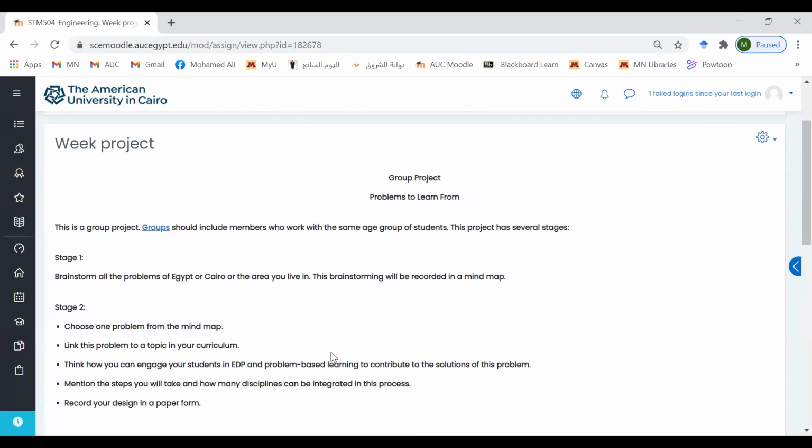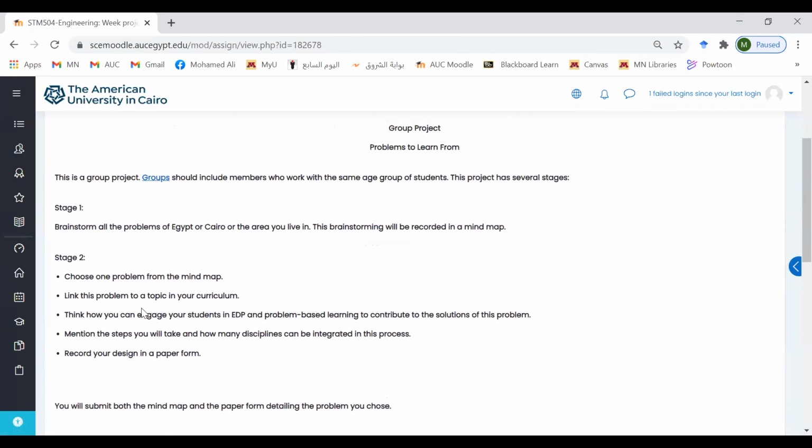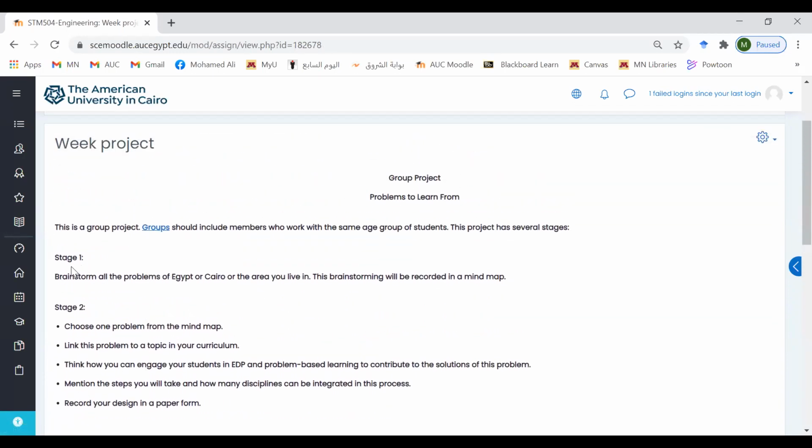After you are done with this, the project of the week, which is your assignment for this week, is to do 2 things. One of them is to bring the problems or the grand challenges in Egypt or in Cairo or in Sohag or in Gharbiya or in the place where you live. Because you are a group, you might not be from the same place. So you try to settle together on a place that you are working on.